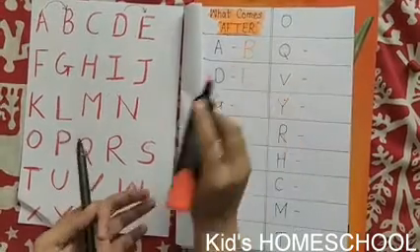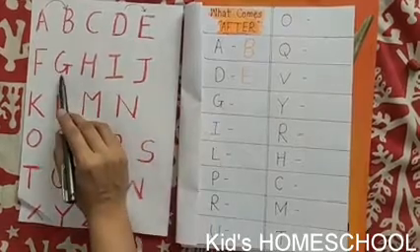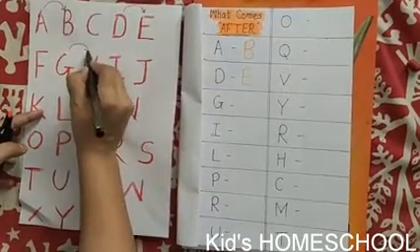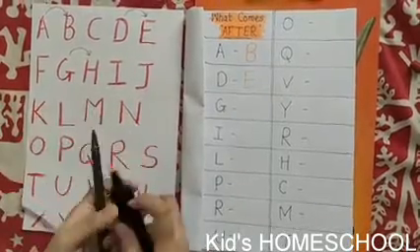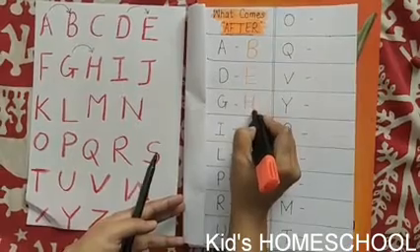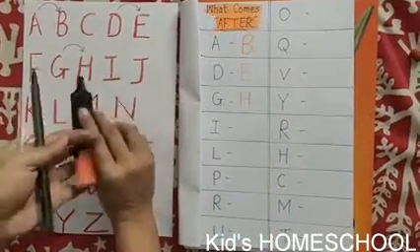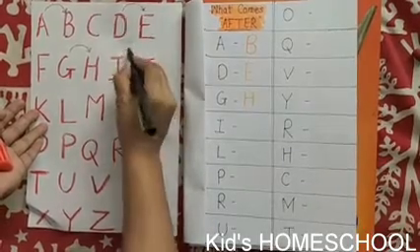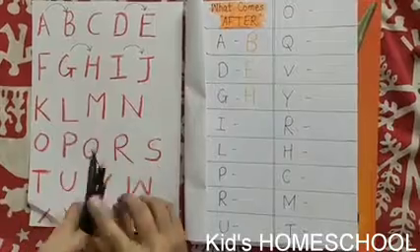Now this is G. Where is G here? Here. What comes after G? What is this? This is H. We have to draw here H. Now this is I. Where is I here? Here. Then what comes after I? What is this? J. We have to draw J here.